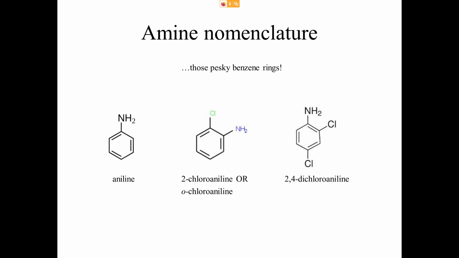So the middle one would be a 2-chloroaniline, because this is by default number 1, where the nitrogen's attached, because that gives it its name. And here we have 2 chlorines attached at numbers 2 and 4, so a dichloroaniline. So very, very simple, very, very similar to the way you did phenols. All right, one more word to your vocabulary list.